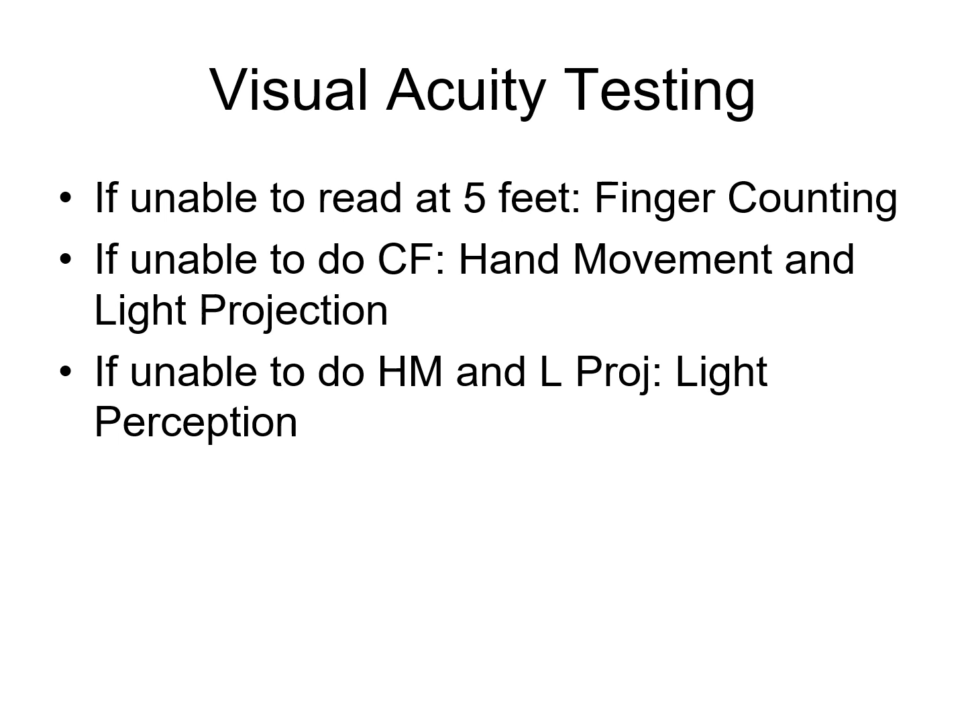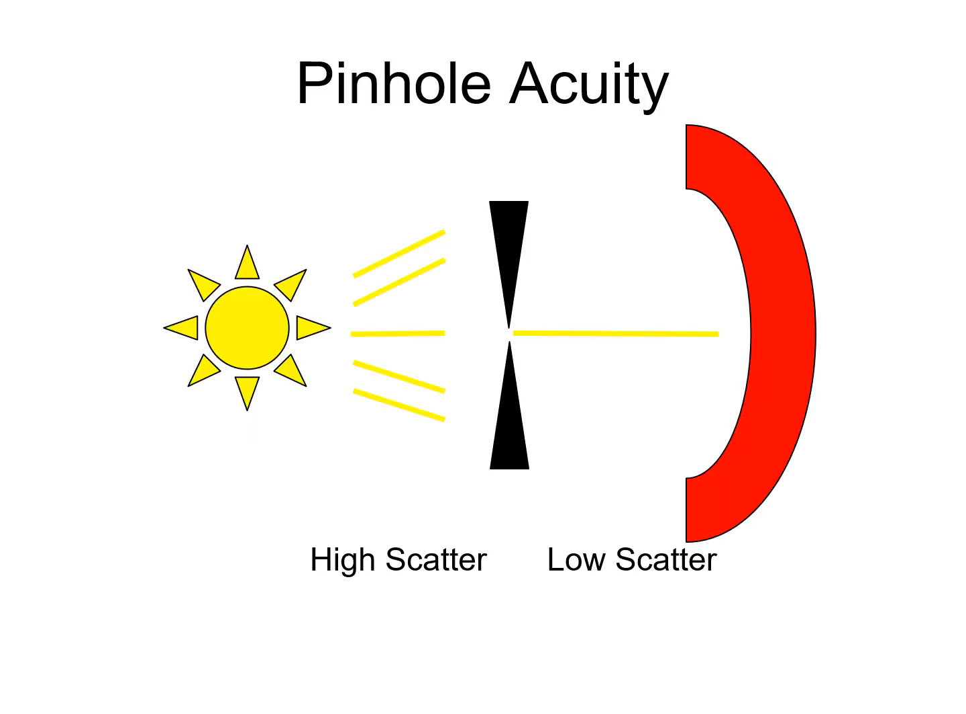If the patient is unable to do hand movement and projection of light, we then go to light perception, in which we shine a light directly onto the patient's eye and ask if they see any light. If the patient is unable to see light, we then record the patient's vision as no light perception. Once we are done with uncorrected visual acuity, we test the patient's pinhole acuity.